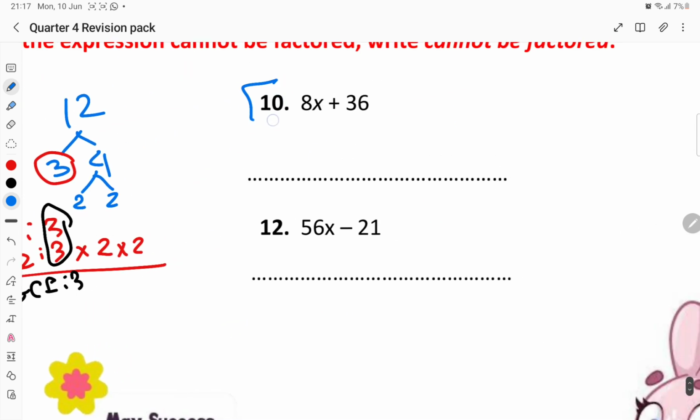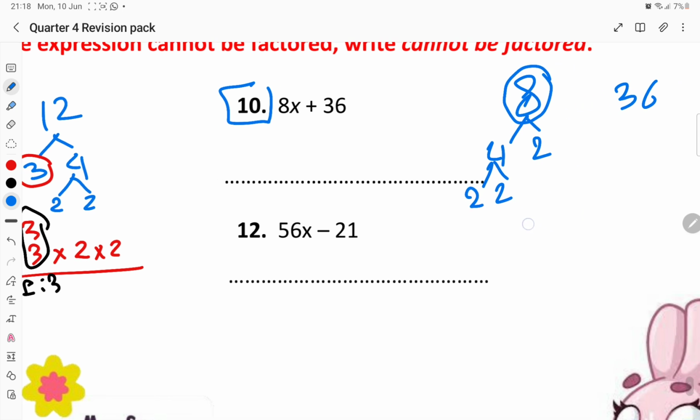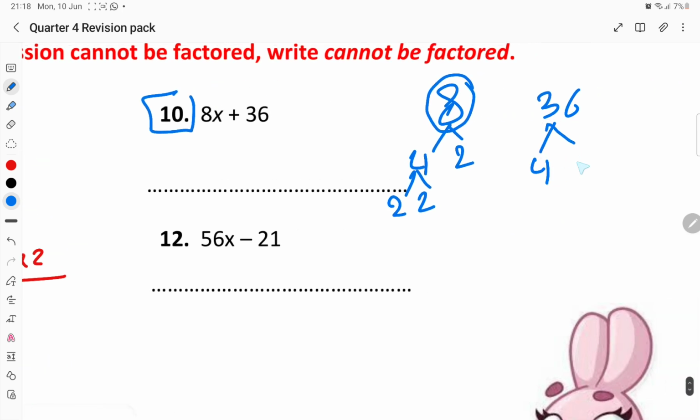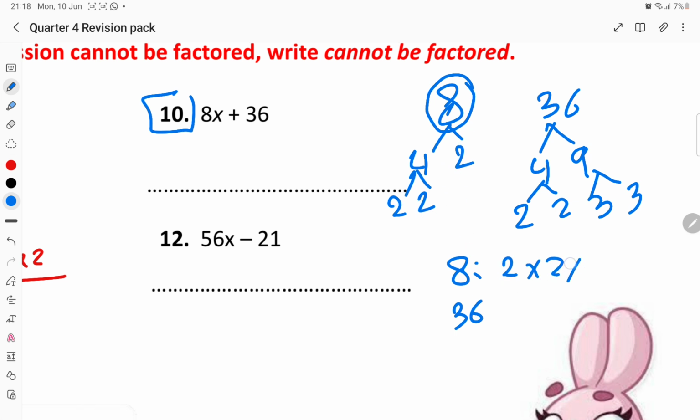One last question. 10. Let's say here I have 8x and 36. So 8 and 36. 8 actually is 4 times 2. And the 4 is 2 times 2. So this is the prime factorization of the 8. 36 is 4 times 9. 4 is 2 times 2. And 9 is 3 times 3. So here is 8. Here is 36. 8 is what? 2, 2, 2. Triple 2. And 36 is 2, 2, 3, 3. 2 times 2 times 3 times 3.